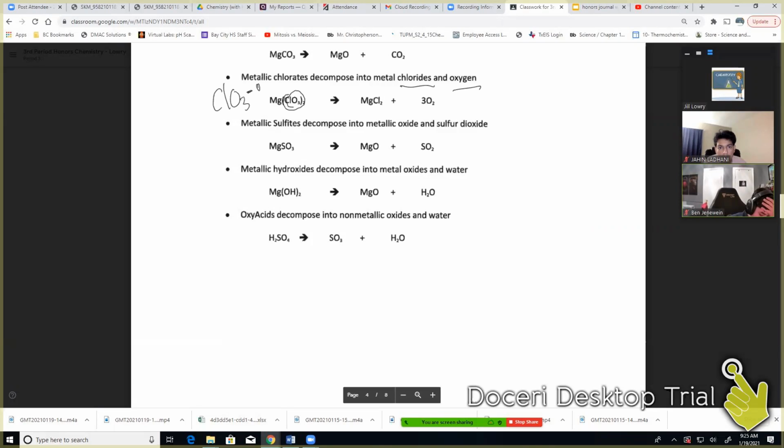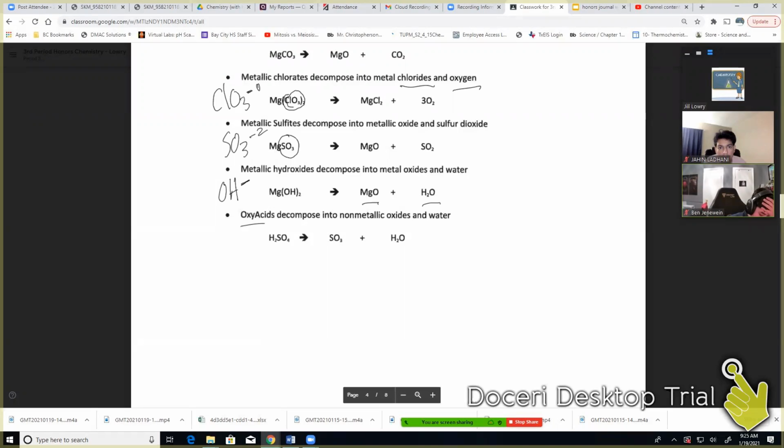Next one, metallic sulfite. Sulfite is my SO3 -2. So it's right here. So it's going to decompose into my metal oxide and sulfur dioxide. Next one, if you have a metal hydroxide, your hydroxide is your OH-. It's going to decompose into a metal oxide. So a metal combined with oxygen and water.